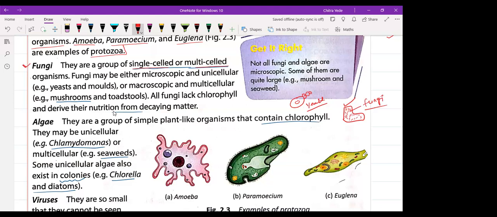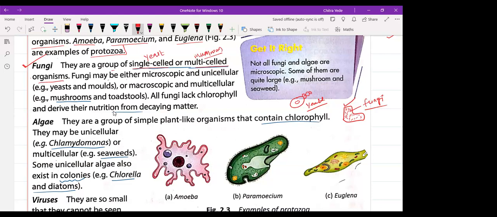So let's discuss the fungi from notes. They are a group of single cell organisms. So single cell, we discuss which one? Yeast, right? And they will be multicellular, like mushroom. And we eat mushroom. It is very full with protein, beta.